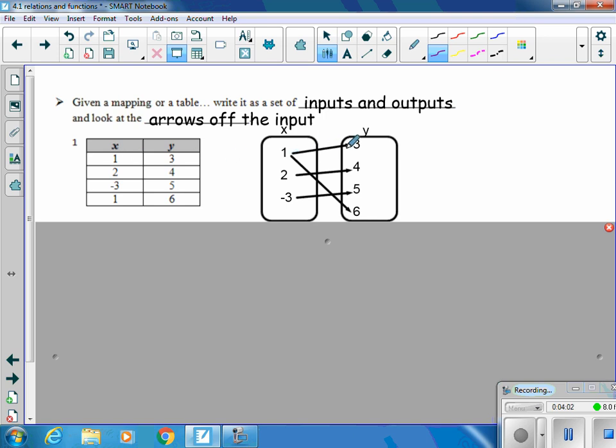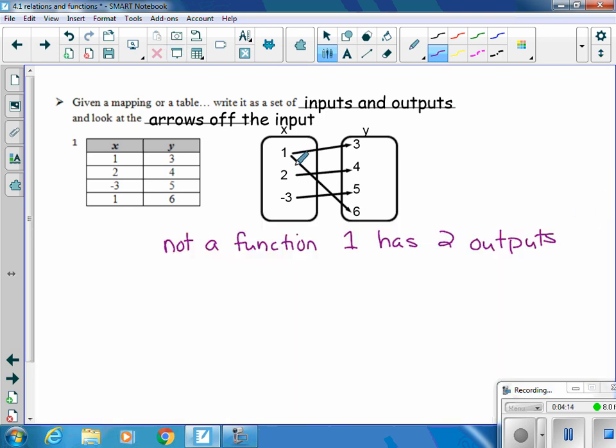So 1 to 3 is my first ordered pair. 2 to 4 is my second ordered pair. Negative 3 to 5 is my third. And my fourth one is 1 to 6. Now, as soon as I have a second arrow coming off of one of the input values, I do not have a function because, in this case, 1, the input, has 2 outputs.